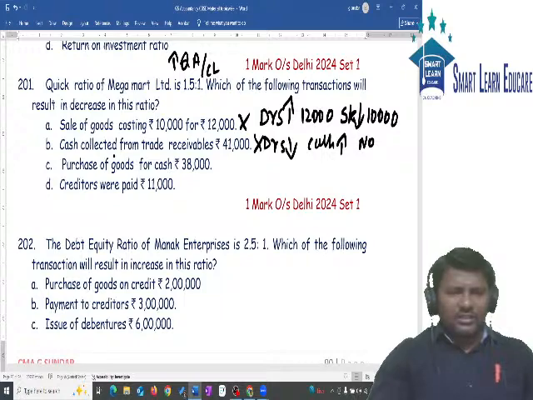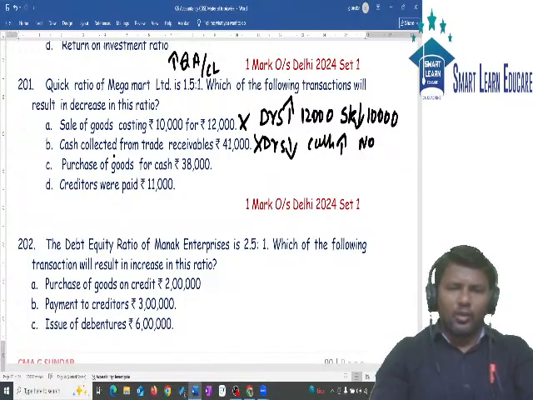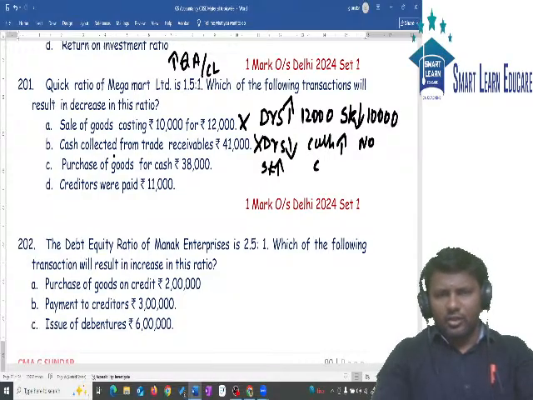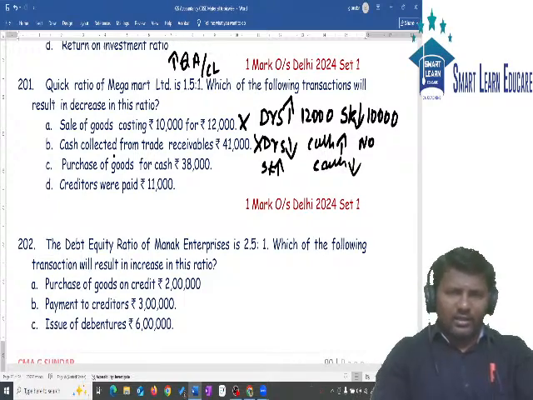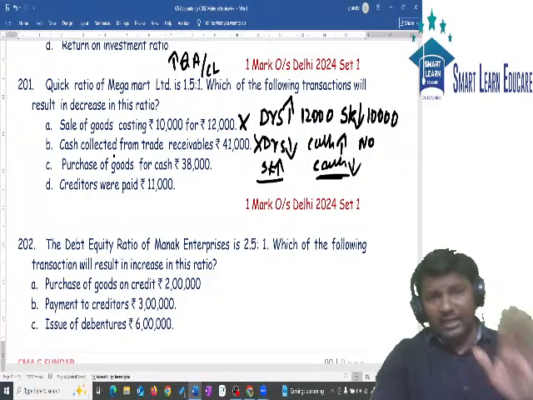Third one, purchase of goods for cash. When you purchase goods for cash, what happened? Your purchase, meaning your stock, increases. When you purchase something for cash, your cash also decreases. Stock increases and your cash decreases. Both are assets.